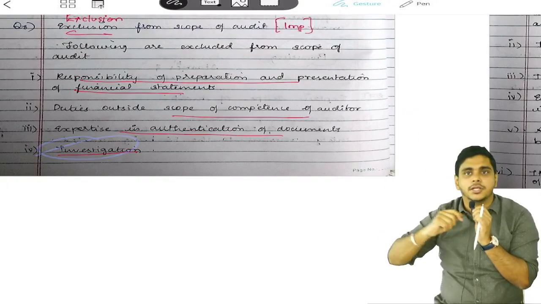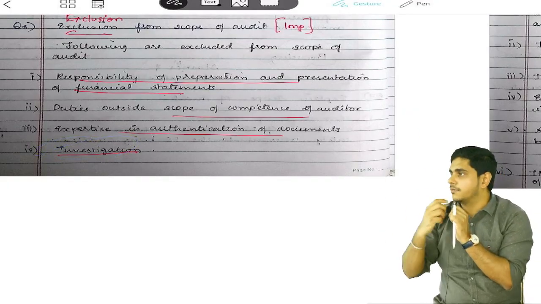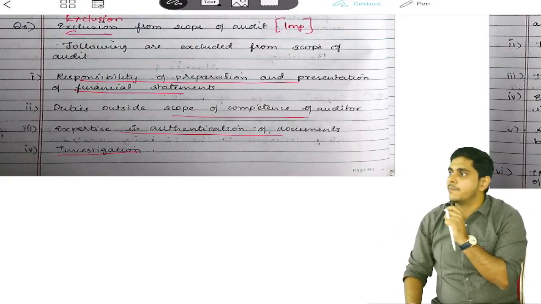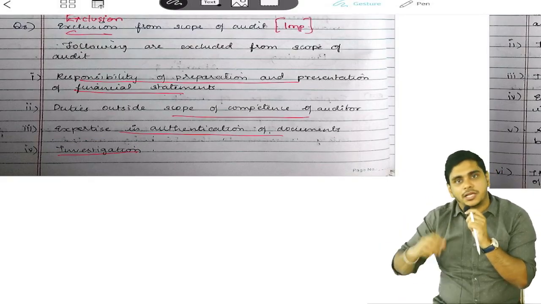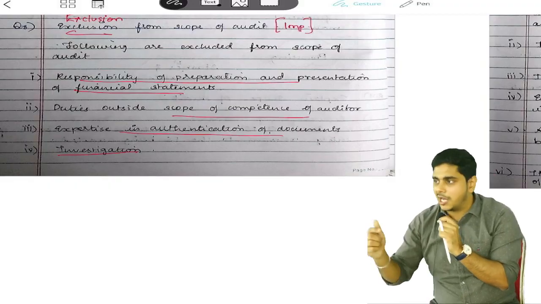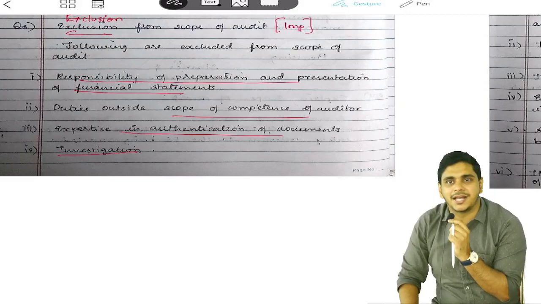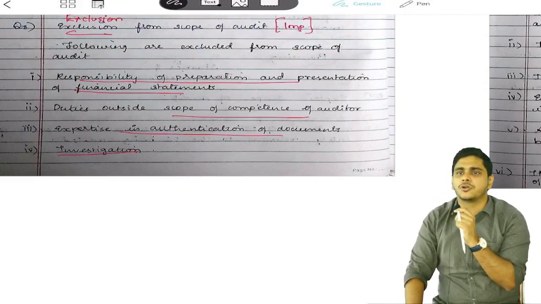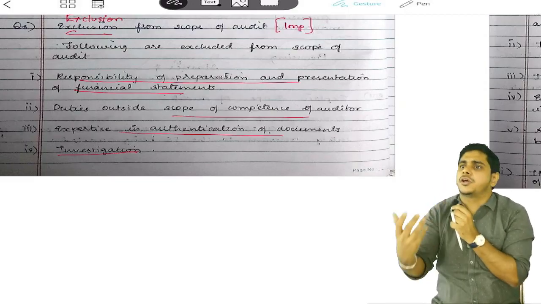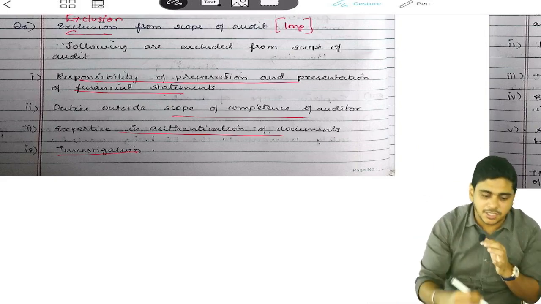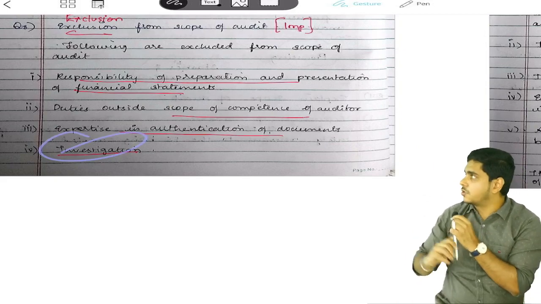Now in one attempt, they have used this word, investigation, and they made a story that Mr. A, CA, was the auditor of AB Limited. The management has told them to do the investigation also. The question is asking the CA whether we can do investigation, yes or no. No. Because if we are the auditor, what is our main job? To express opinion. Investigation is not in our scope.